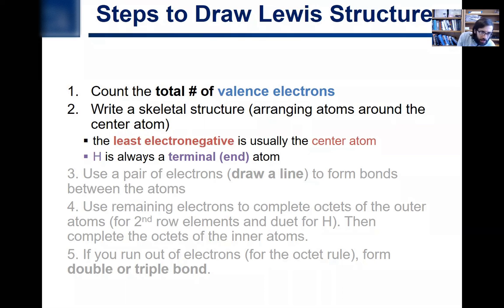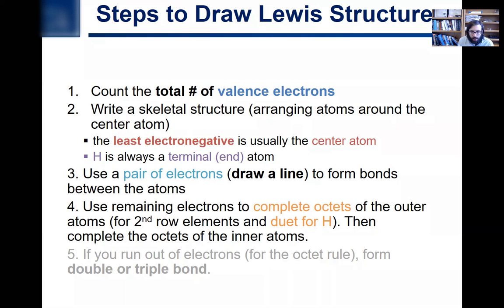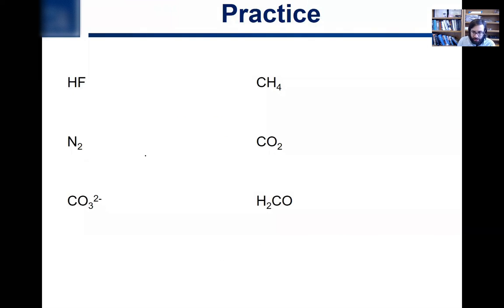And because helium is the nearest noble gas configuration of hydrogen, it can't really bond with multiple things under most circumstances. Then the third step is we're going to use a pair of electrons in drawing a line to form bonds between the atoms. And with whatever remaining electrons we have, we're going to complete the octet rule for the outer atoms, and the duet rule for hydrogen, and then complete the octets of the inner atoms. And if we run out of electrons to satisfy the octet rule, we're going to form a double or triple bond as needed. Okay, so we can go ahead and practice with these 6 examples.